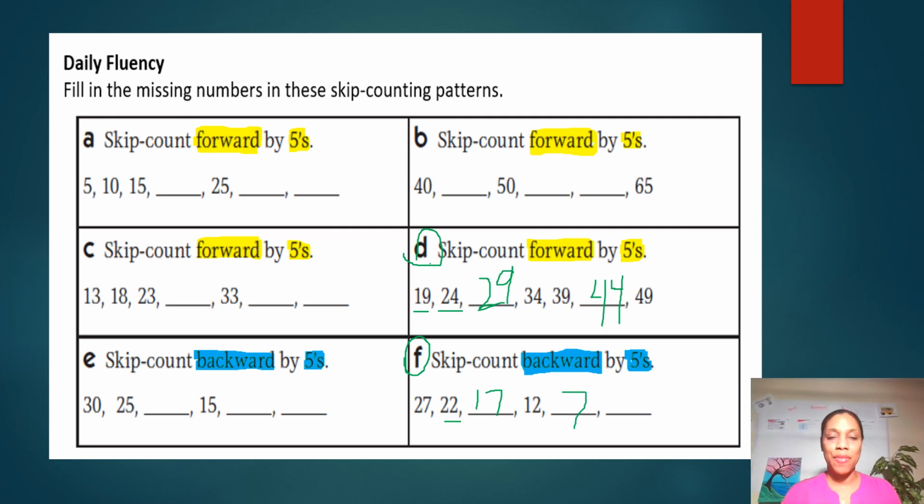If I have 7 and I count back 5, let's do it. Ready? Put 7 in your head and count backwards. What comes before 7? 6. Ready? 6, 5, 4, 3, 2. 2 is my missing number. All right, I want you to pause the tape here and finish the rest on your own.